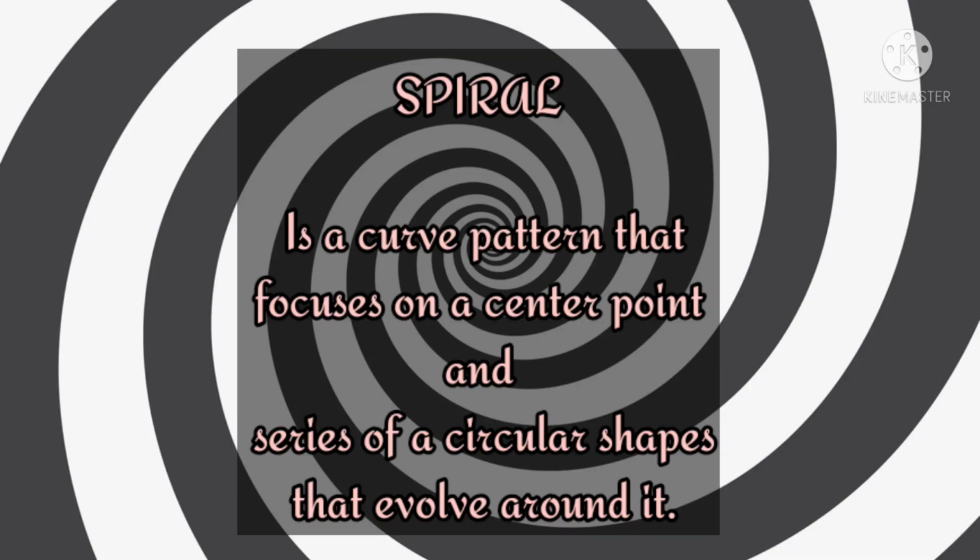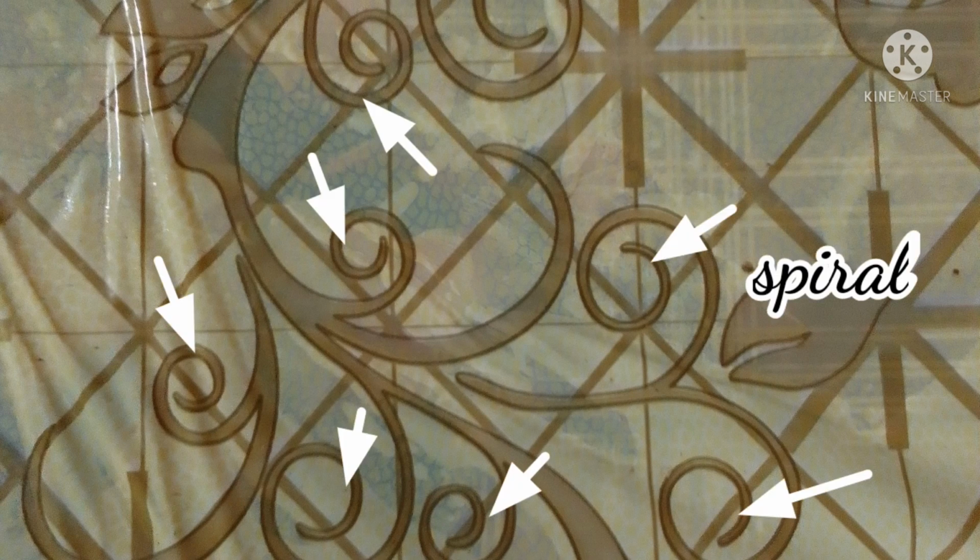A spiral is a curved pattern that focuses on a center point and a series of circular shapes that evolve around it. As you can see, this mantle has a spiral design.